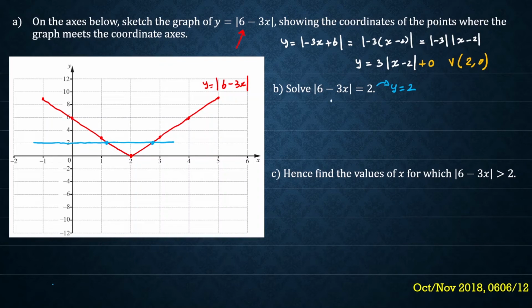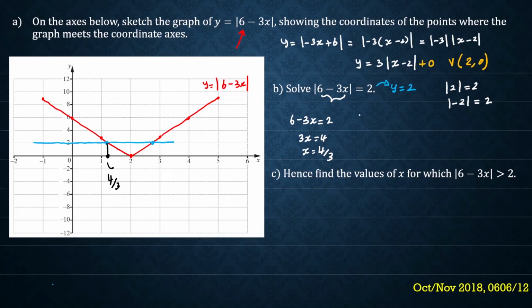So for the part inside the absolute value sign, it must equal 2 or negative 2, because the absolute value of 2 is 2, and the absolute value of negative 2 is also 2. So for the first part, we can write 6 minus 3x equals 2, 3x equals 4, so x equals 4 on 3. And that gives us our first value here. So this is 4 on 3.